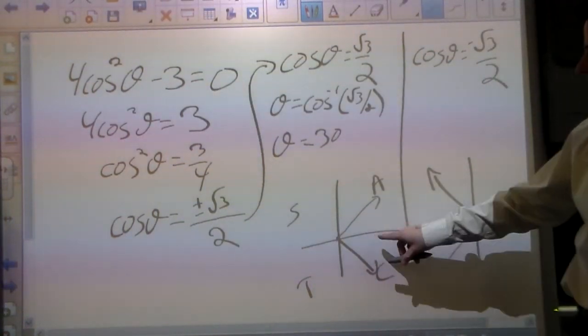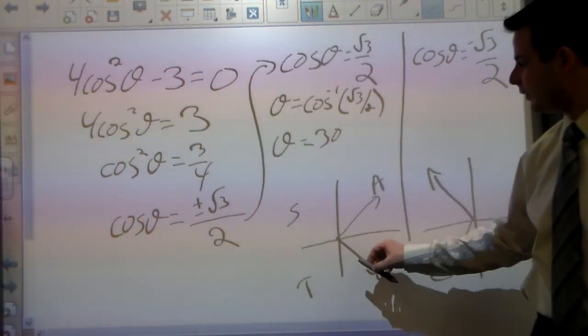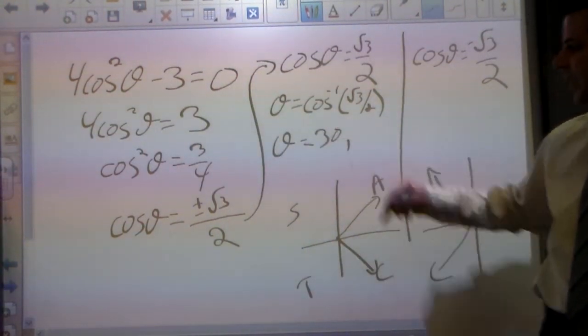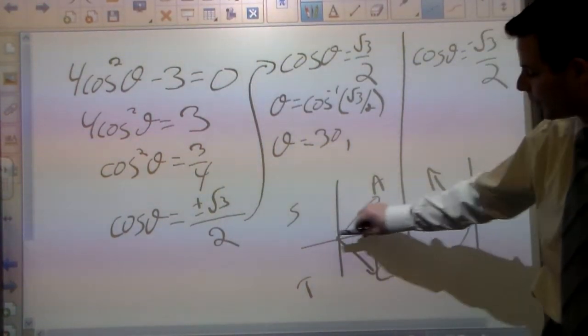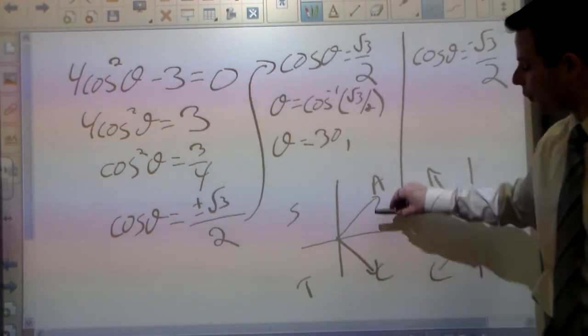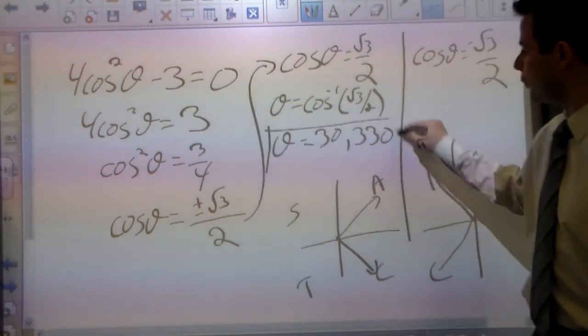Well, let's go back down here. That's just our reference angle. We want to go 30 degrees up and 30 degrees down. So 30 degrees up, we have it. That's our first quadrant angle. But 30 degrees down, the x-axis is 360 degrees here. We want to go 30 degrees down. So that's 330 degrees. There's our two solutions for this side.